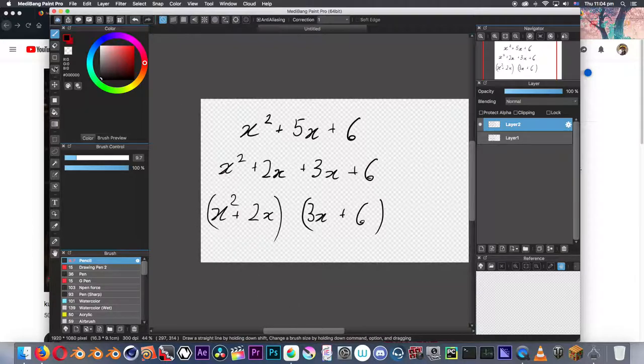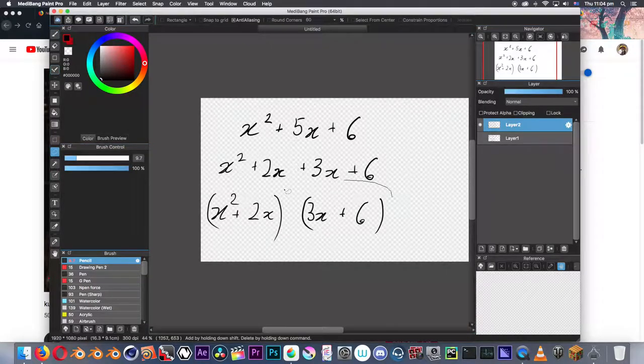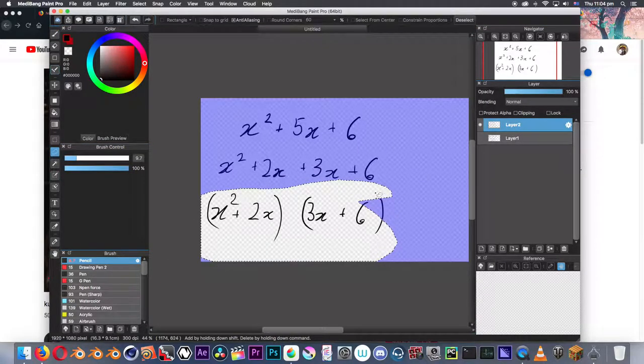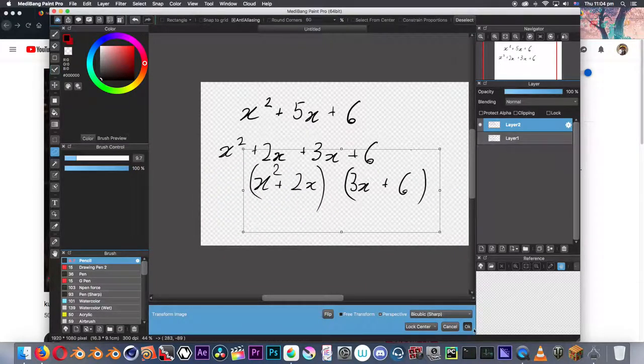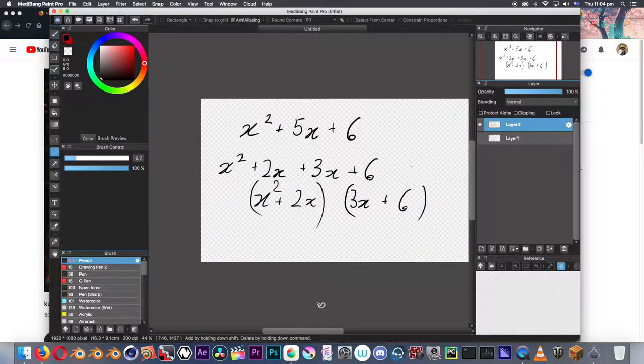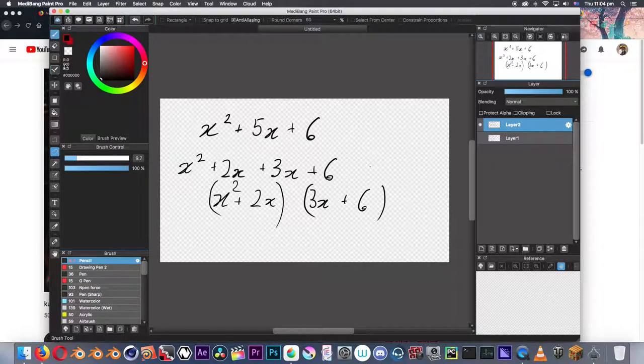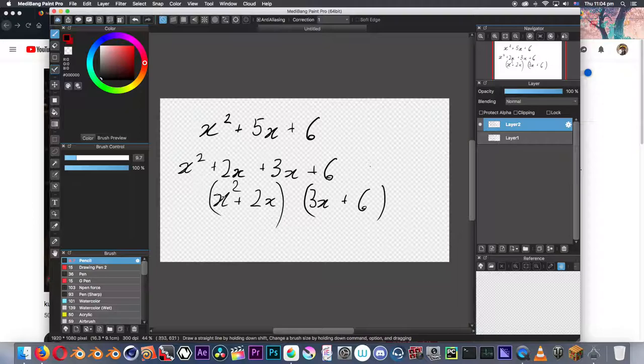Actually the highest common factor, so let's do that. Let me get my lasso too. What's the highest common factor? It's the x's, so we can take the x out of there. So we get x times (x plus 2). What's the highest common factor of the other bracket? It's 3, because 3 is 1 times 3 and 6 is 2 times 3. So let's take them out.